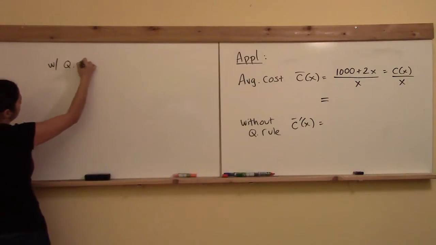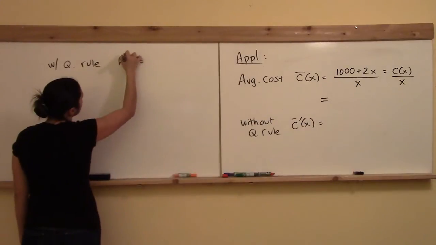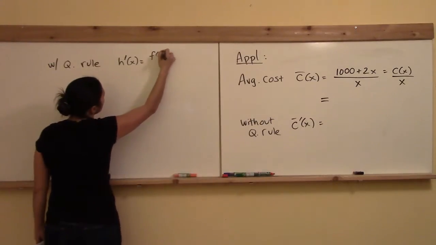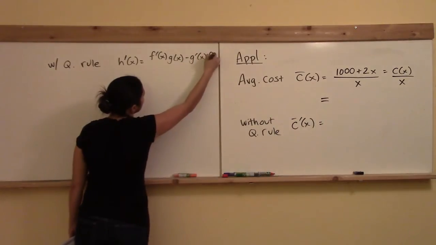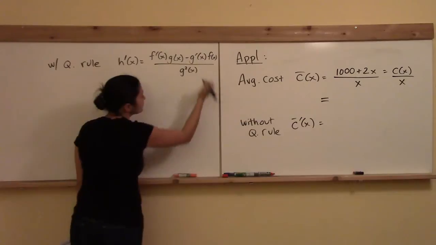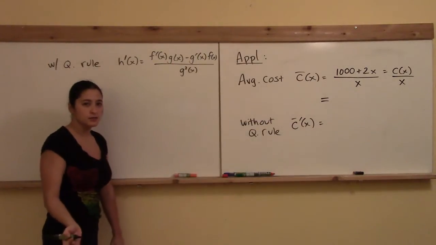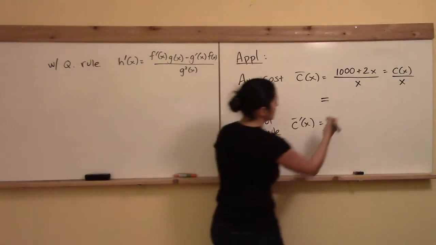And then we're going to do it with the quotient rule, which is that h prime of x is f prime of x times g of x minus g prime of x times f of x, divided by g squared of x. Alright, did you go the easy way first? I really hope you did, because that would be nice if I saw that on a test.